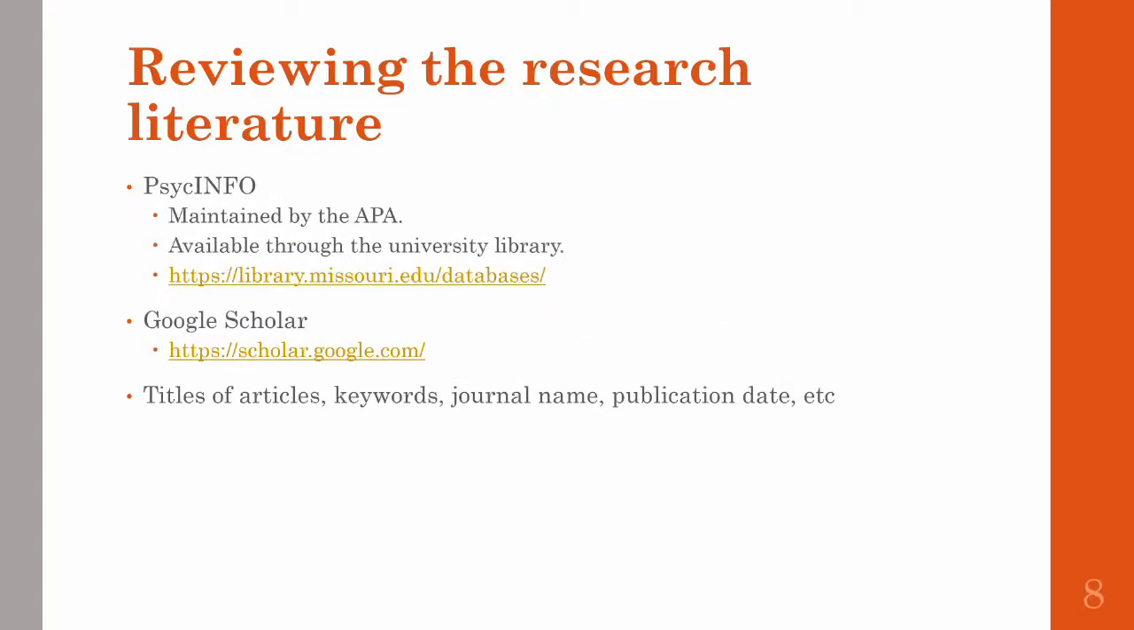I mentioned using PsycInfo, which is maintained by the APA, and it's typically available through university libraries. Here you can see a link where you can search for the PsycInfo database. Google Scholar is also a great resource to search for primary articles and works similarly to the regular Google search engine. With these databases, you can search for the titles of articles, keywords from the article, what journal it was published in, the publication dates, and many more options.